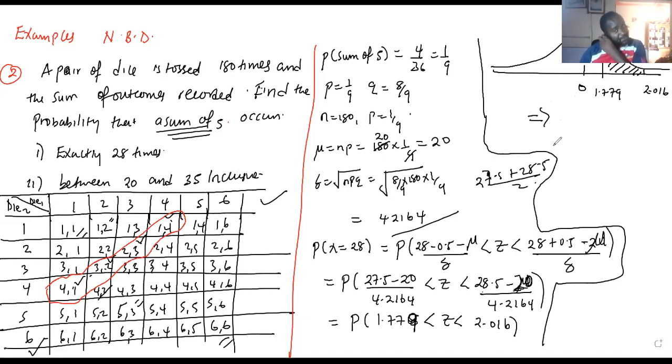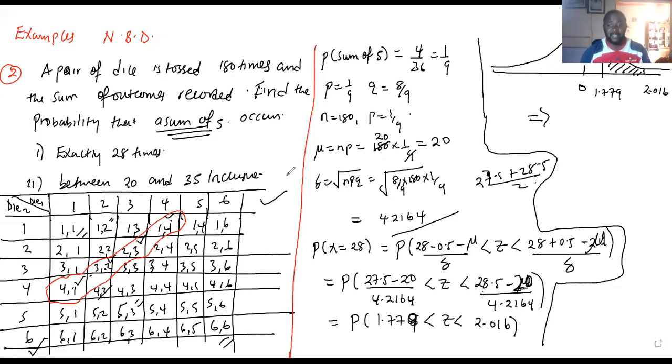Teacher, is it that every time they give us such numbers, we shall have to subtract 0.5 and add 0.5? When it is an exact number. For example, they ask you probability of X is 25. 25 lies between 24.5 and what? 25.5, okay? So if you consider that, you've already made it continuous. Whereas these other numbers, for example, 20 to 35, you're going to see how we end up subtracting or adding 0.5.